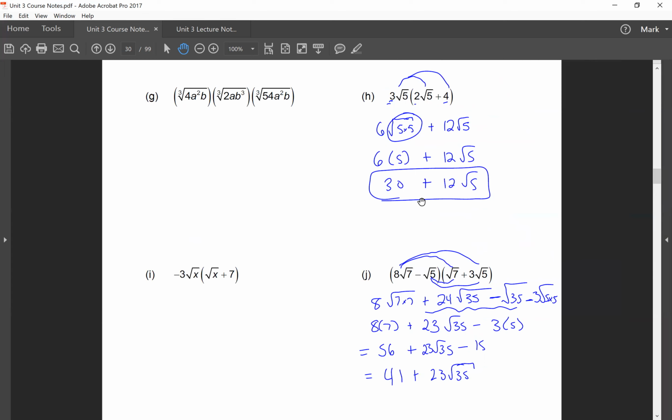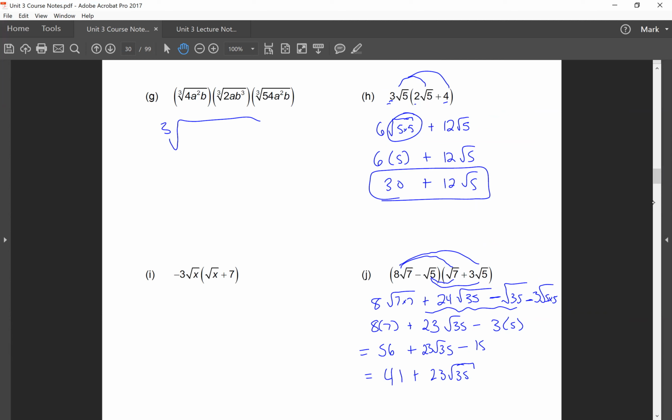G is pretty straightforward. The only challenge with G is simplifying it. So what we're doing with G is we're just multiplying all of this together. So cube root, 4 times 2 times 54.